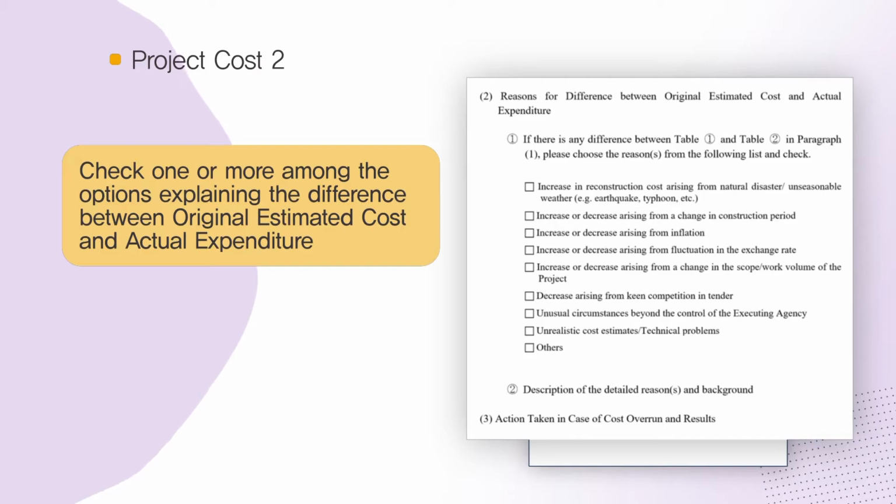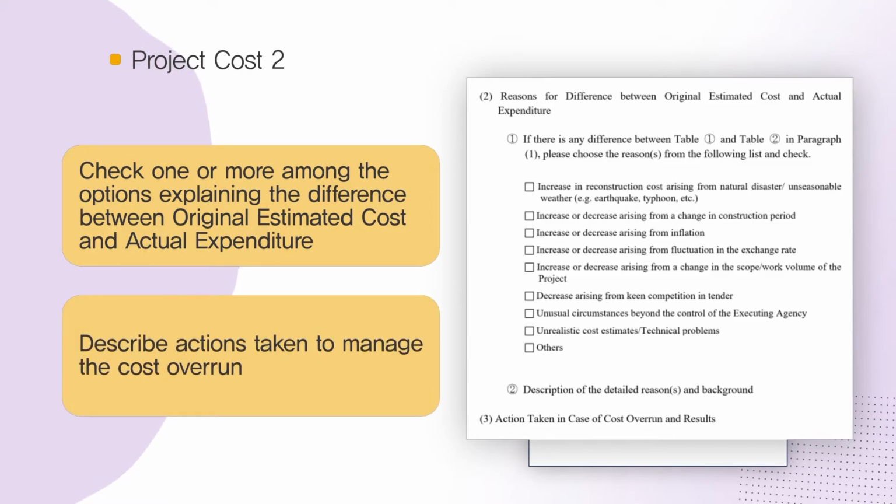If there is any difference between Table 1, Original Estimated Expenditure, and Table 2, Actual Expenditure in paragraph 1 with respect to local currency, foreign currency, and total, the reason should be indicated in the list and described in detail. In the event of cost overrun, both the measures taken, for example, reduced scope, additional financial expenditure, etc., and the results of such measures should be described.